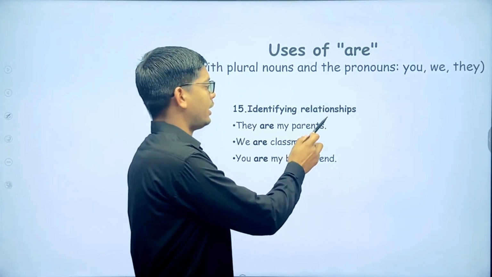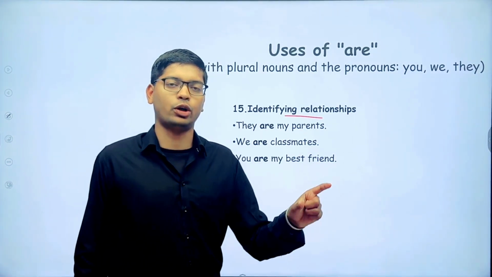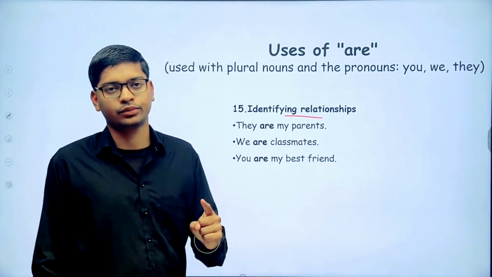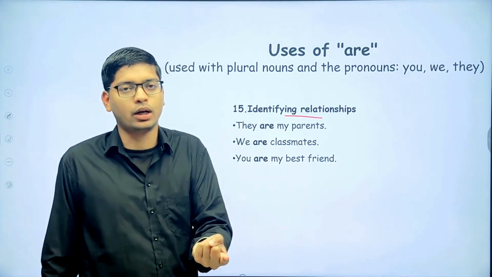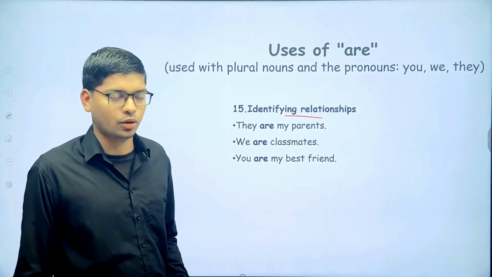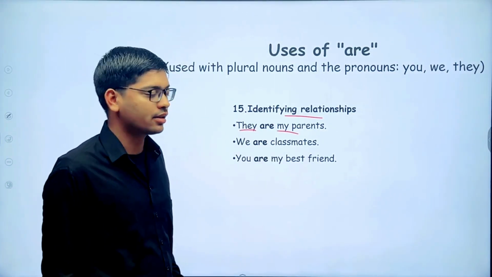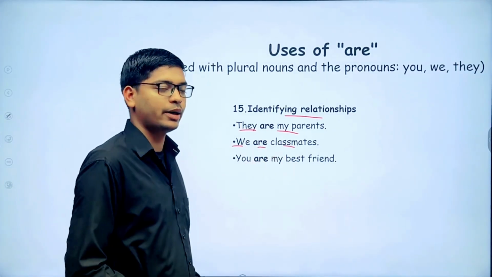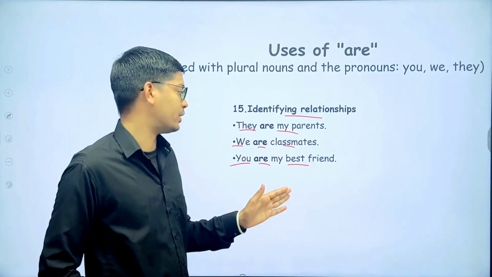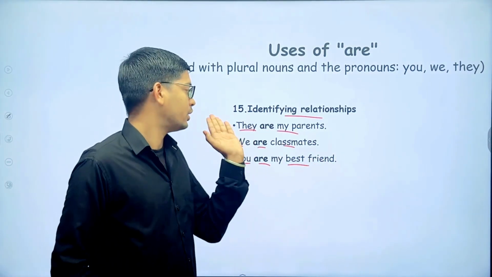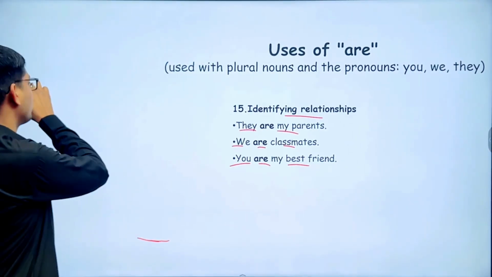Next use here, identifying relationships. To identify relationships you can use are, but with plural nouns or plural pronouns, not singular. They are my parents. We are classmates. You are my best friend. Let's see the next use.